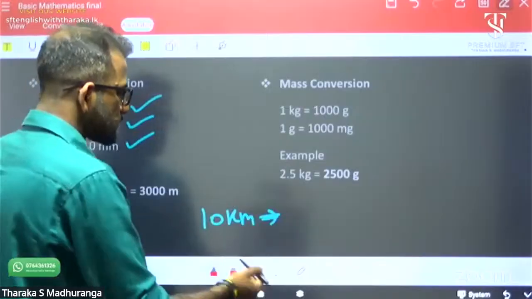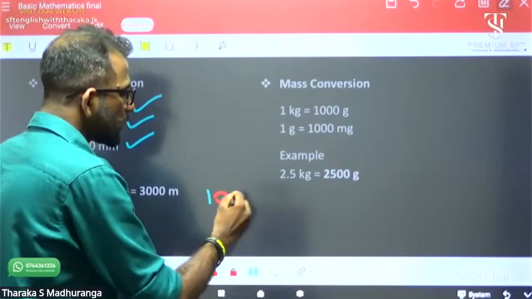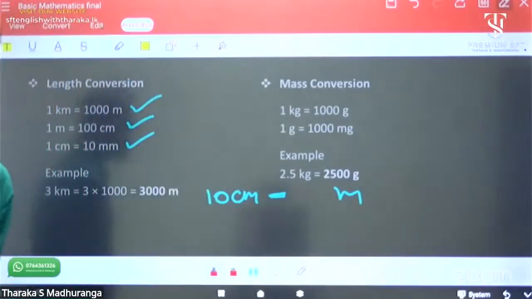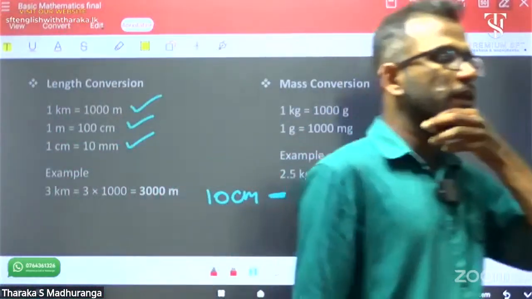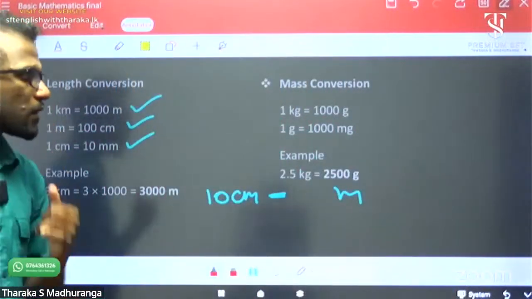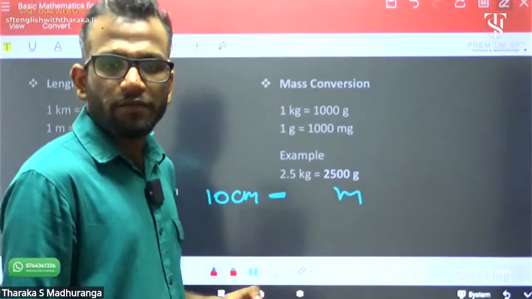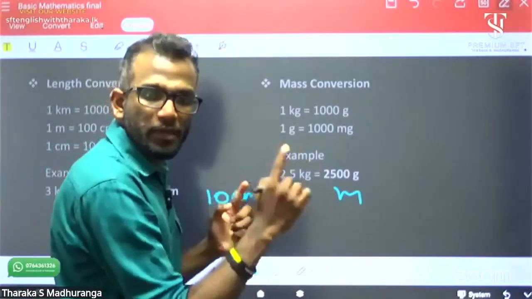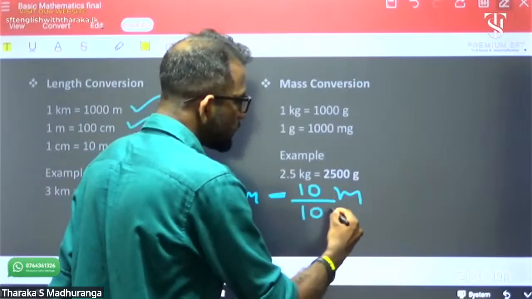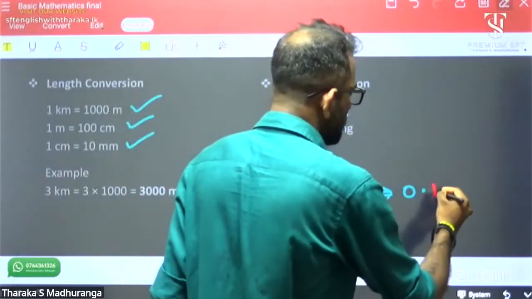Now, practice. If I have 10 centimeters, what's the meter value? How do we convert into meters? Very good. Per 1 meter there are 100 centimeters, so you divide 10 over 100, which is 0.1. 10 centimeters equals 0.1 meters.